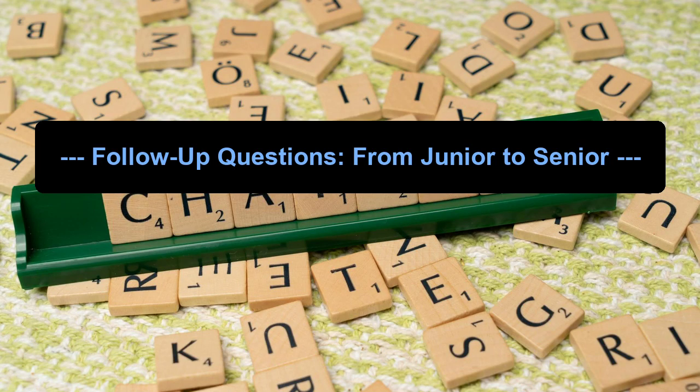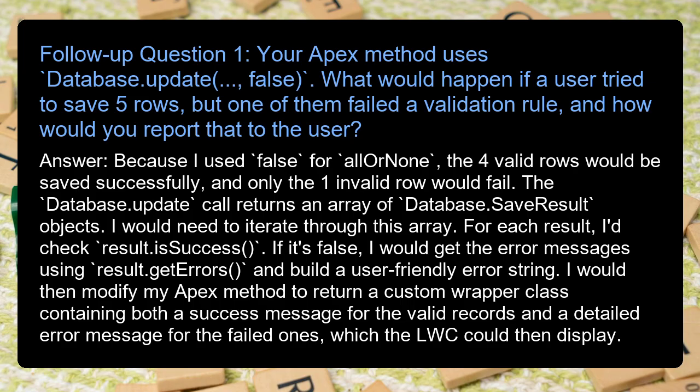Follow-up questions, from junior to senior. Follow-up question 1: your Apex method uses Database.update with false. What would happen if a user tried to save 5 rows, but one of them failed a validation rule, and how would you report that to the user? Answer: because I used false for allOrNone, the 4 valid rows would be saved successfully, and only the 1 invalid row would fail.